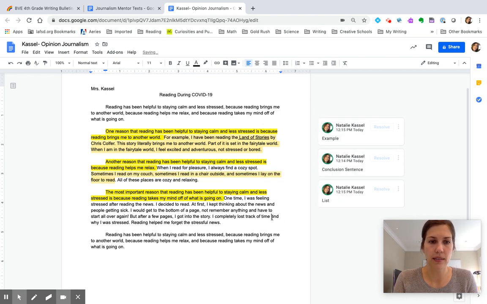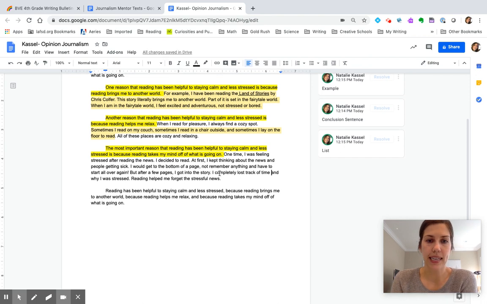Look at my last one. This is about how reading takes my mind off things. One time, I was feeling stressed after reading the news. I decided to read. At first, I kept thinking about the news and people getting sick. I would get to the bottom of a page, not remember anything, and have to start all over again. But after a few pages, I got into the story. I completely lost track of time and why I was stressed. That right there is a mini story.